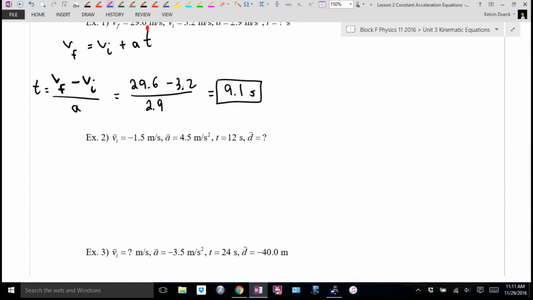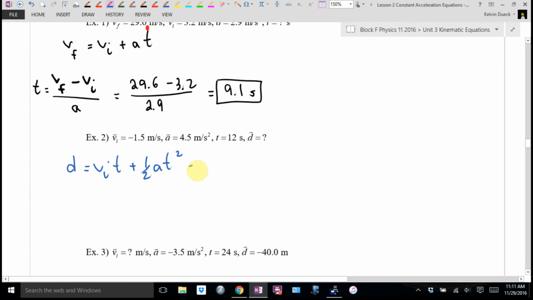D equals VI, plus a half AT squared. That's how we'll say it. Some people will say D equals the initial velocity times T, VIT, plus a half AT squared. Read the letters and we're good. Let's write that down. What am I trying to get by itself? Oh, it already is. Cool.